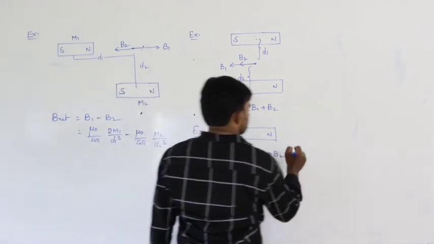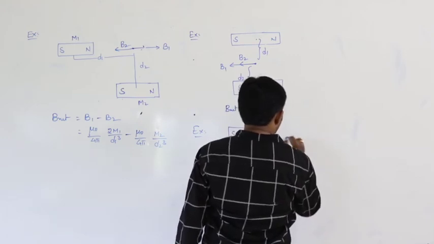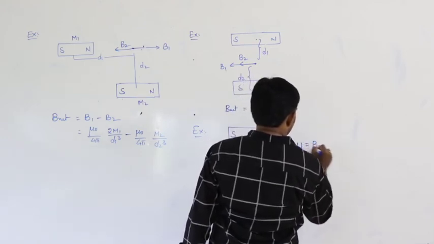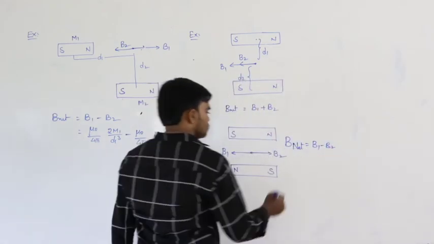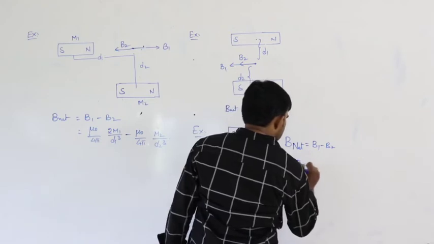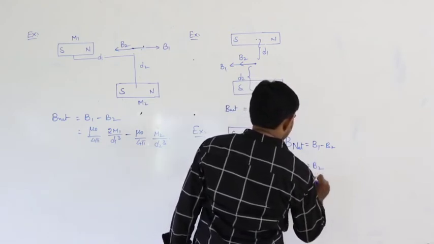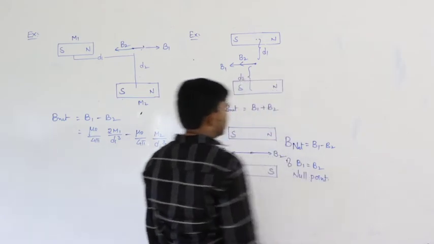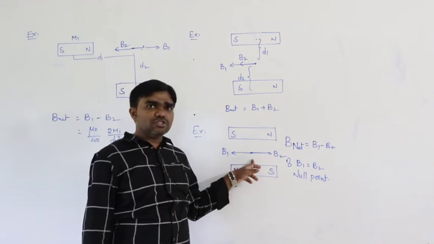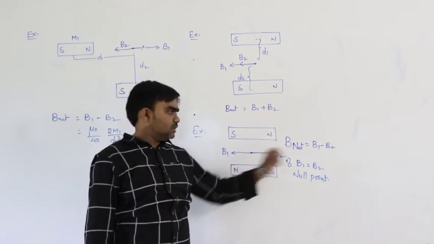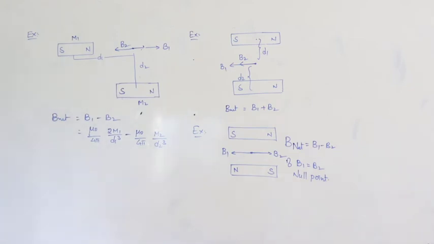Here the net magnetic field B net is equal to B1 minus B2 or B2 minus B1. So, here if B1 is equal to B2, that is called null point. That means the net magnetic field is 0. Where the net magnetic field is 0, that position is called null point. So, that is the situation. These are some examples based on the calculation of the magnetic field.